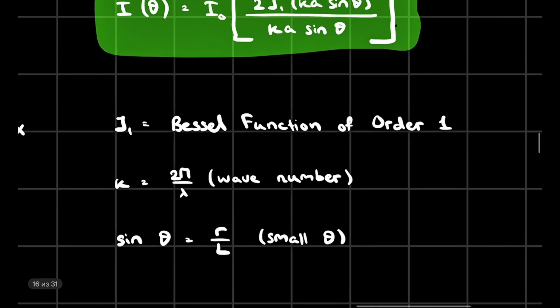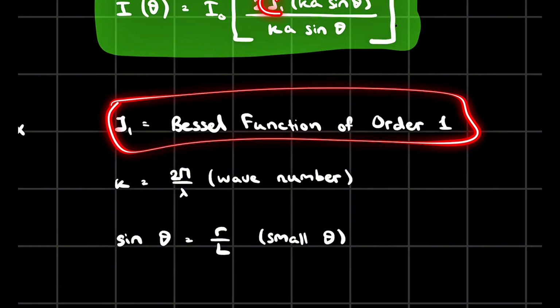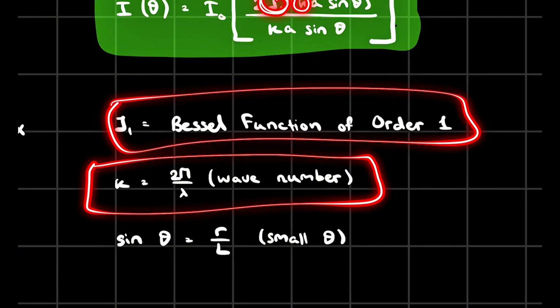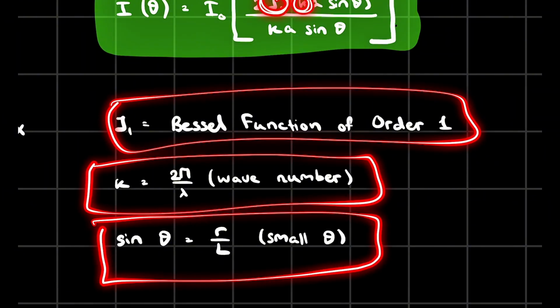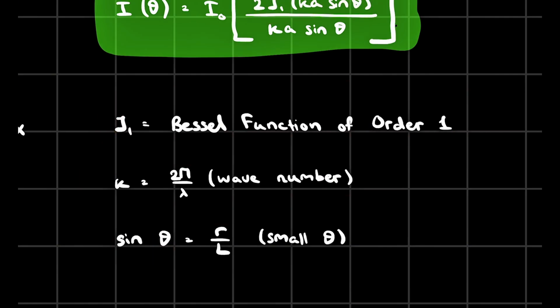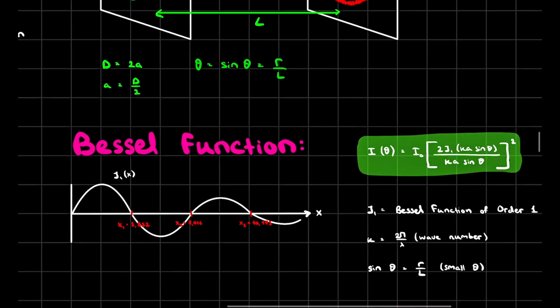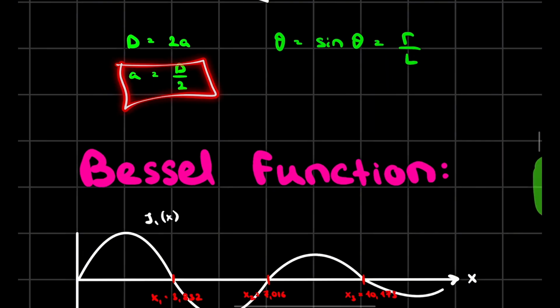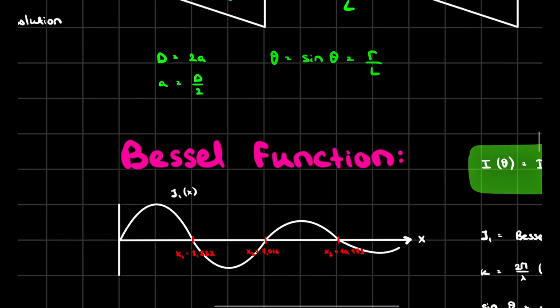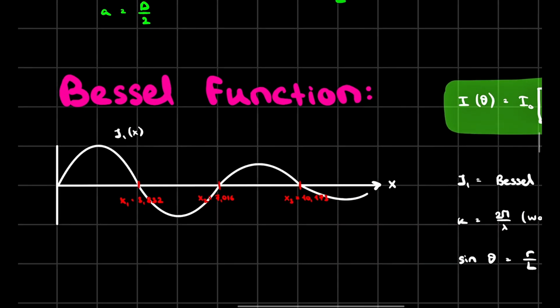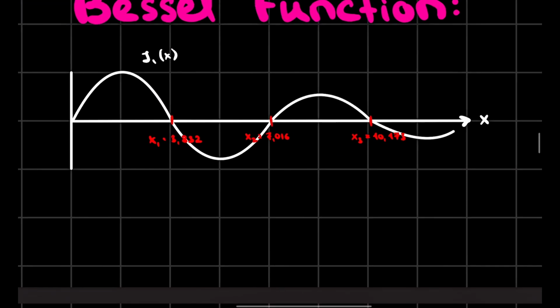Why do we need those things? Because you can see here we have J, we have k right here in the formula, and we have sine theta, which is this one. Also we have A, which is the diameter divided by 2. Good. Right now, you can see here the Bessel function's graph, which looks like this.